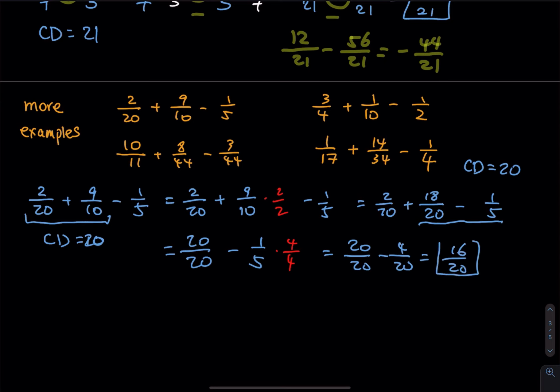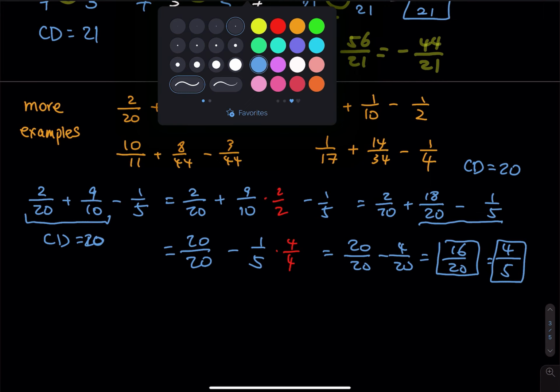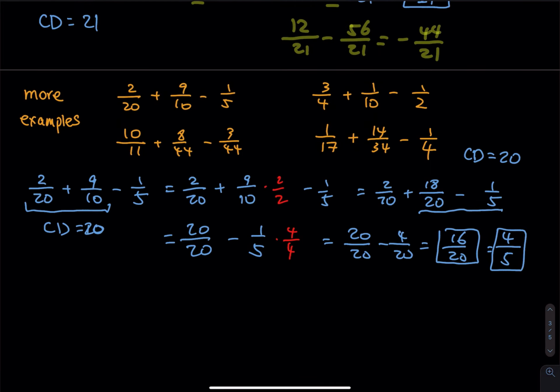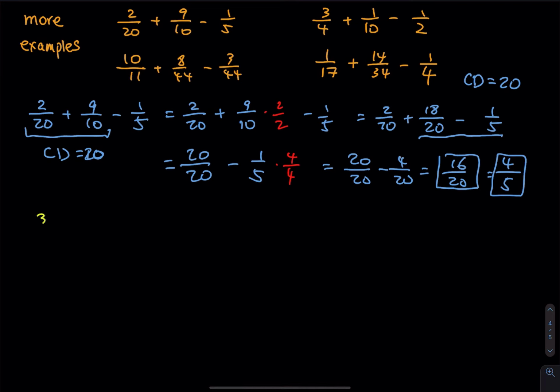And then reduce this, divide the top and bottom by 4. 16 divided by 4 is 4. 20 divided by 4 is 5. So this is the answer in lowest terms. So that's the first one. Let's go ahead and do the next one. So for the next one, let's use a different color. The next one is 3 over 4 plus 1 over 10 minus 1 over 12.